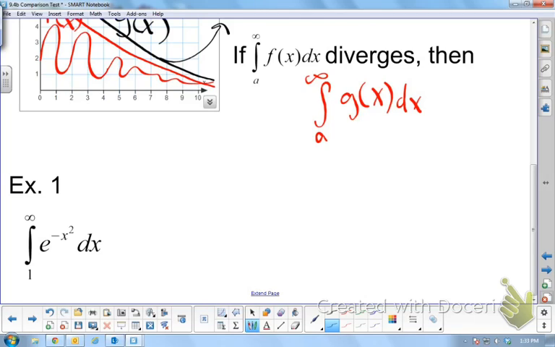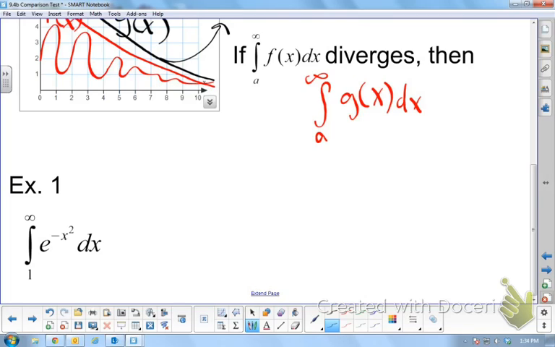So let's take this function. The integral from 1 to infinity of e to the negative x squared dx. Convergence or divergence? So we have to decide, will this converge or will this diverge? If we could integrate this by hand, we'd just go do our integration. But e to the negative x squared, how would I integrate something like that?